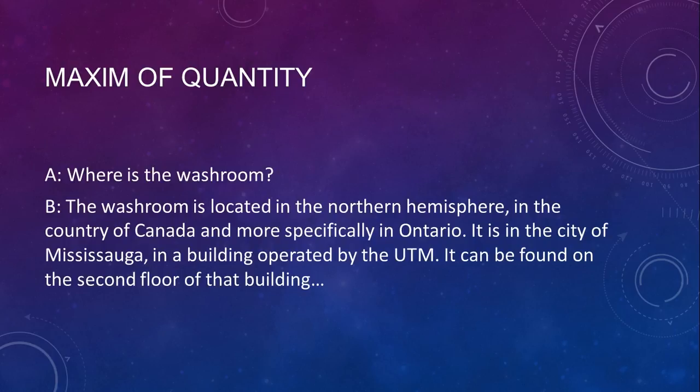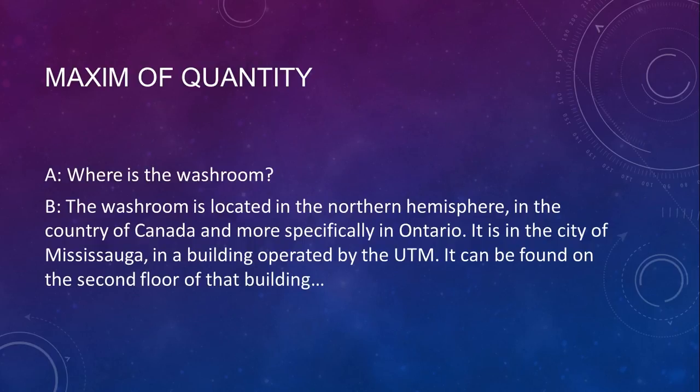Here's another one from the maxim of quantity. Where's the washroom? Well, the washroom is located in the northern hemisphere, in this country of Canada, and more specifically in Ontario. It's in the city of Mississauga, in a building operated by UTM. It can be found on the second floor of that building. Okay, you're obviously just not helping. You're being extremely unhelpful by giving way more information than was necessary, and people will boggle. They will wonder, why all this? Why not just say it's over there?